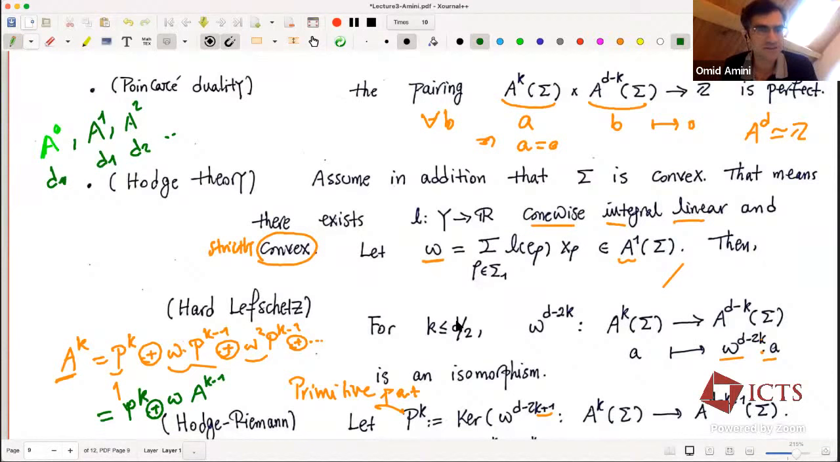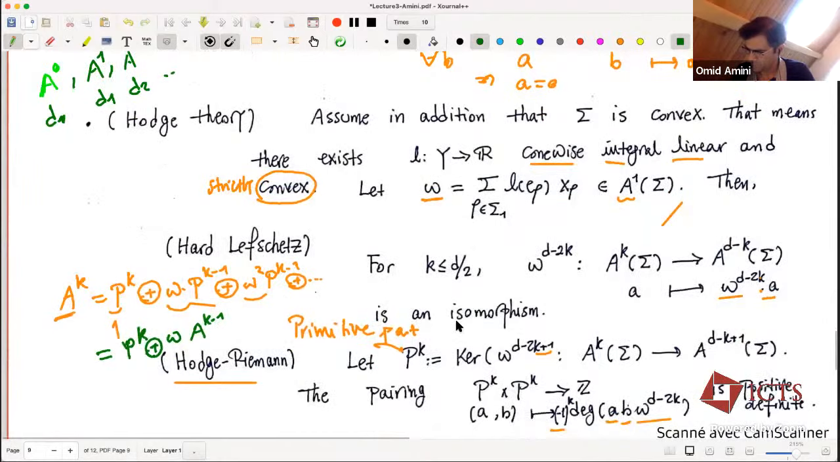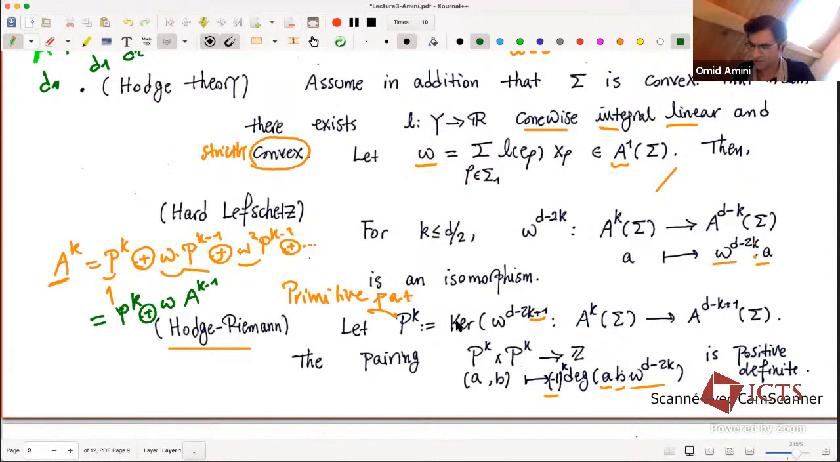Okay, and one more thing: if we have Hodge-Riemann relations, then the dimensions of A^k and A^(d-k) are equal, so you will also have symmetry. Yeah, Poincaré duality, the Hard Lefschetz theorem. If you have the Hard Lefschetz theorem, you have Poincaré duality. I mean, you have the dimensions. Yeah, because it tells you that A^k and A^(d-k) are equal.